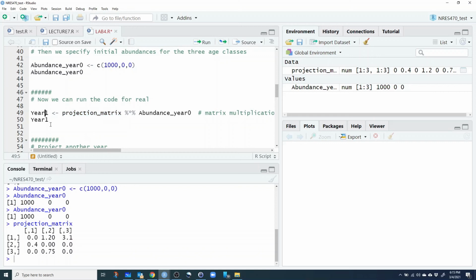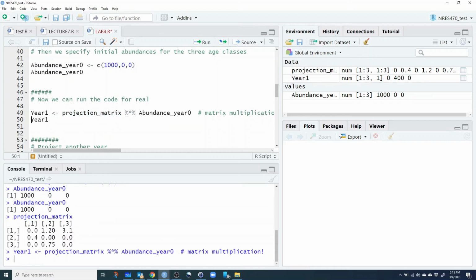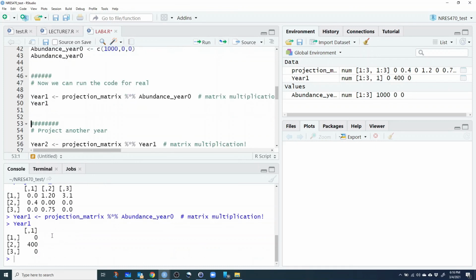And let's project forward. So now we're going to do the matrix multiplication operation, multiply the matrix times this year's abundance, or the previous year's abundance, in order to get the year 1 abundance. And that's just like multiplying lambda times the previous abundance in order to get the current abundance, right? And so this now gives us the abundance next year.